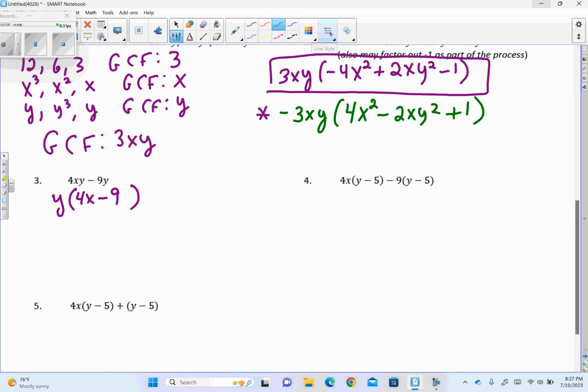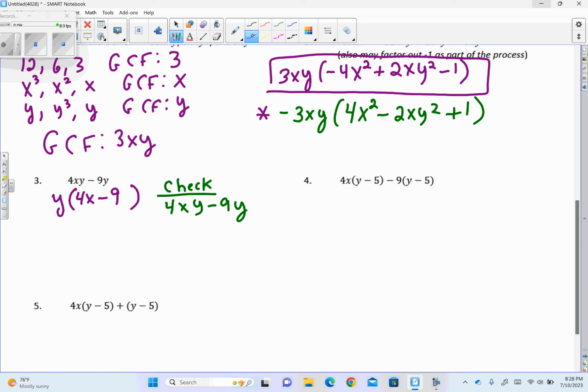I didn't show this in the last problem, but once again, just like in the very first problem I showed you, if you want to check, distribute the factorization you got: y times 4x gives me 4xy, and y times negative 9 is negative 9y. So you should always be able to multiply your factorization back out and get the original. Okay?